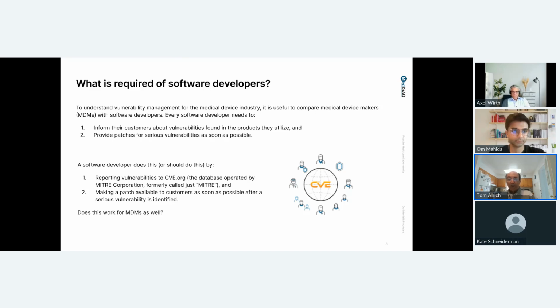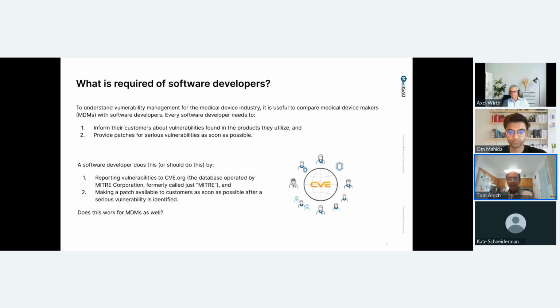My topic is vulnerability management in particular. And it's useful to contrast medical device makers with software developers when you're talking about vulnerability management. So a software developer needs to inform their customers about vulnerabilities found in the products they utilize, as well as provide patches for serious vulnerabilities. I mean, that's pretty much what they have to do.